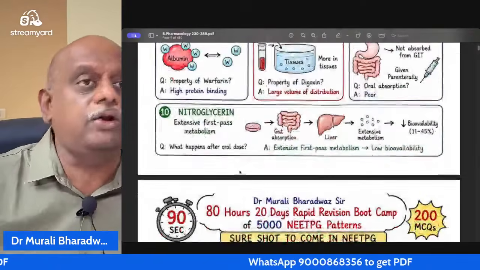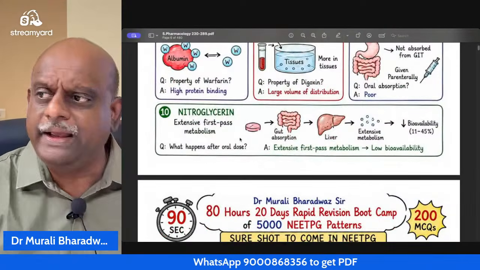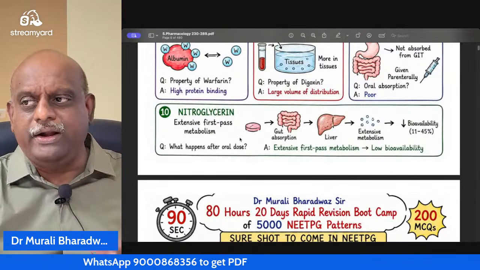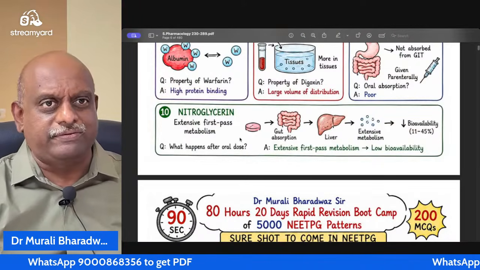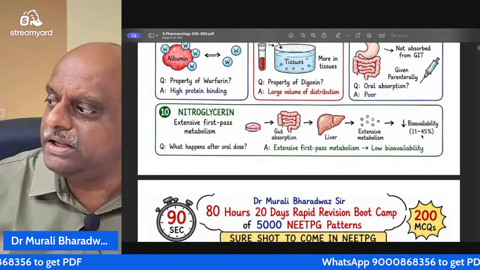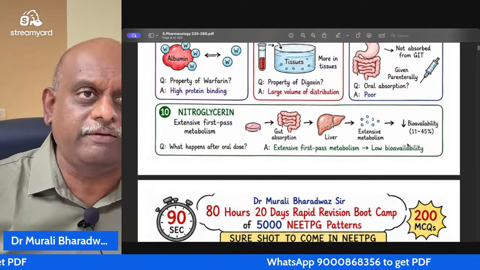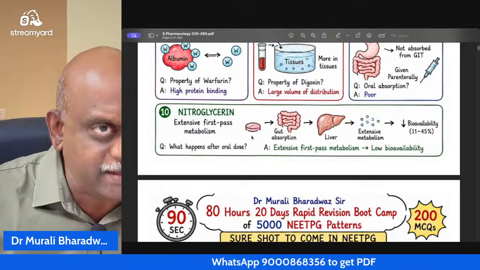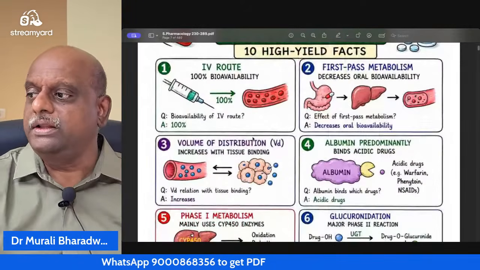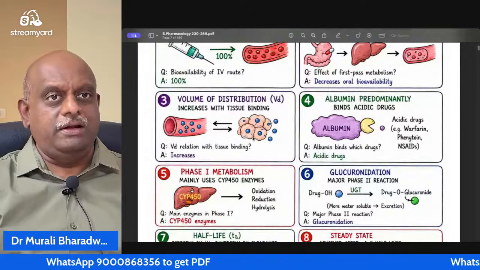Now, if you look at nitroglycerin, nitroglycerin has an extensive first pass metabolism. The moment you give nitroglycerin, immediately the liver clears it off. So, extensive metabolism, that is the reason there is a very low bioavailability. Classical example is nitroglycerin, right? So, this is what you need to basically remember, doctor.